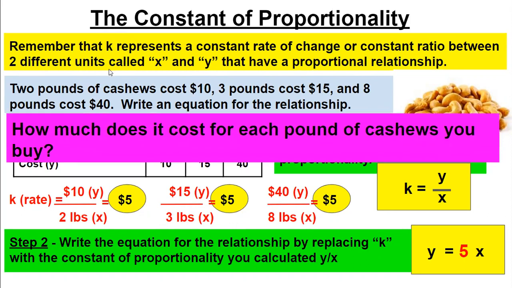So how much does it cost for each pound of cashews you buy? How do we figure that out? Well, we can use our equation. Y equals 5X.